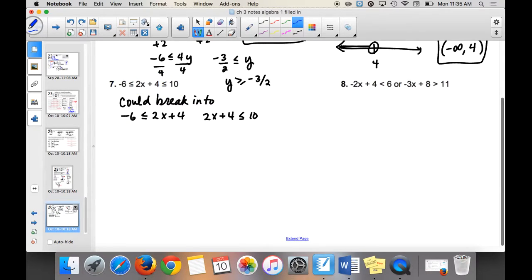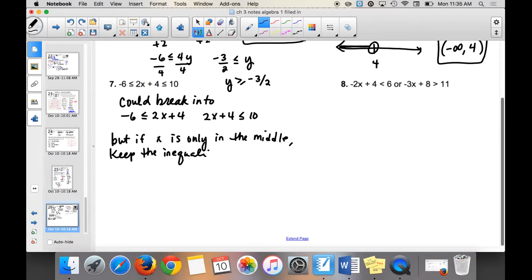But really, I don't ever do that unless I had x's in all 3 locations or 2 of the locations. Do you guys see where the x is? It's only in the middle. So if the x is only in the middle, just keep it all together. Keep the inequality as is. So we're going to keep it as negative 6 is less than or equal to 2x plus 4 is less than or equal to 10.